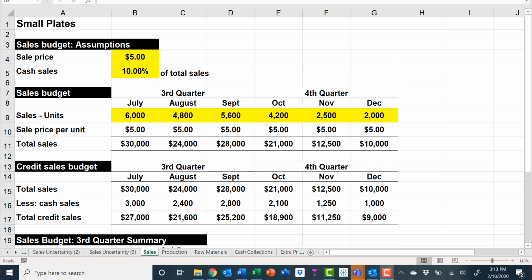Eric, we've got a setup here where we've got several assumptions that people have to make before they even think about a sales budget. I've got three highlighted, and you may have other ones, but I certainly think about the sale price. How much is our sale price? How much of our sales are going to be cash sales? And then what do you think our sales in units are going to be? Are those the three that you tend to think about?